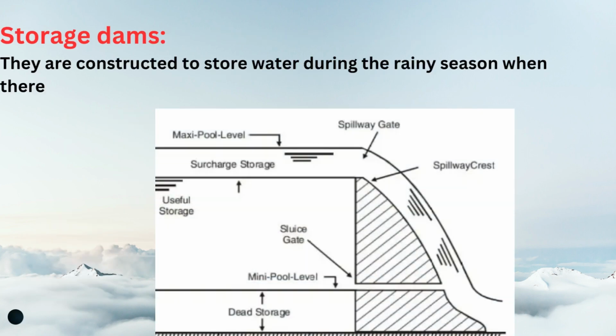Okay. So the first dam, that is the storage dam, is constructed to store the water during the rainy season. When there is a large flow in the river, we store the water, and we can use the same whenever it is required during the off season. Here I have also included a diagram by which we can understand the picture clearly. This is the surcharge storage. This is the spillway crest by which the water will be stored. So this is how we can store the water.